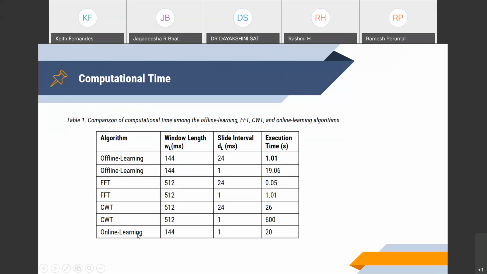Of course, you can get superior performance with the online learning algorithm, as will be shown later. But in the case of the Fourier transform, the performance is very poor. Even though we select a window length of 512 and 1 millisecond, the performance is still poor in terms of precision and latency. Of course, it takes very little time, but the performance is not sufficient for real-time implementation.